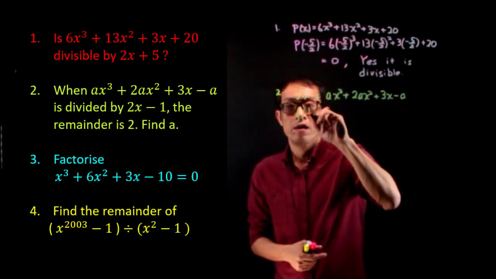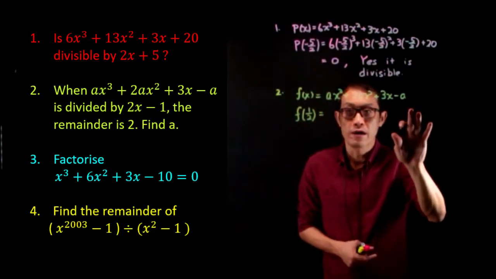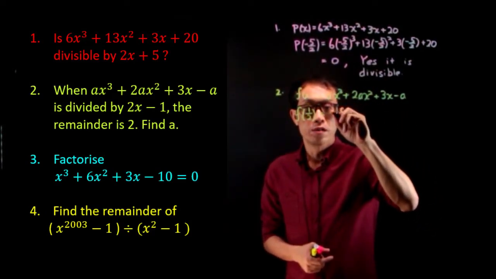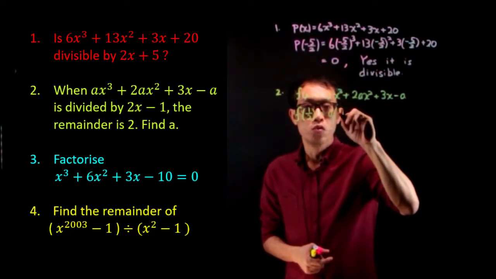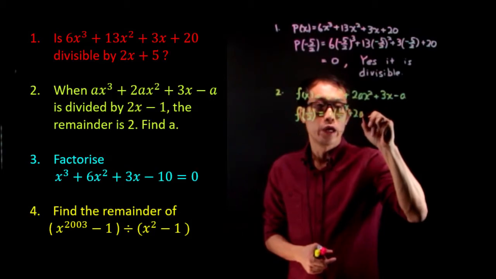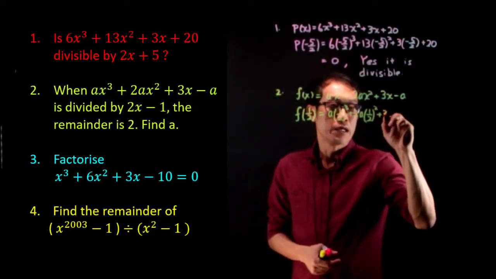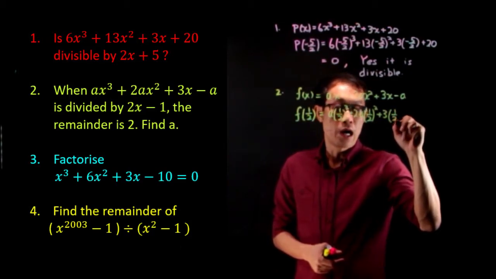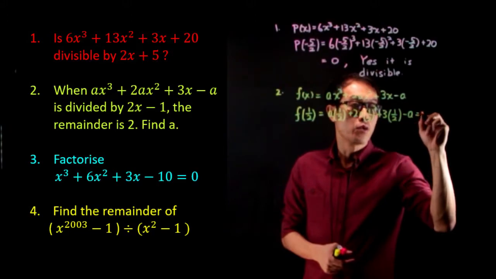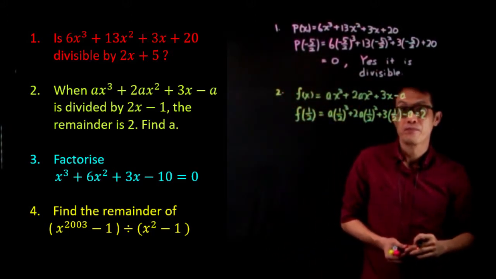f of half, alright, you substitute half to replace x. Now, so you got a into half cubed plus 2a into half squared plus 3 into half minus a. This must be equal to 2 according to remainder theorem.